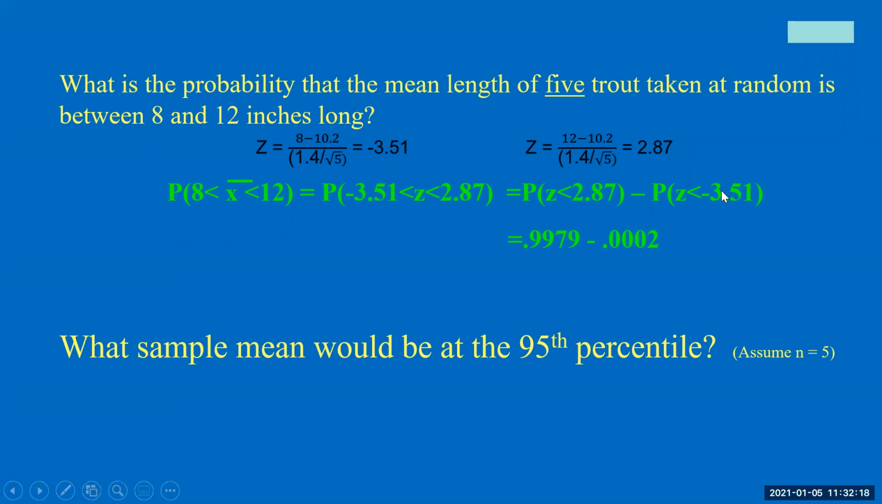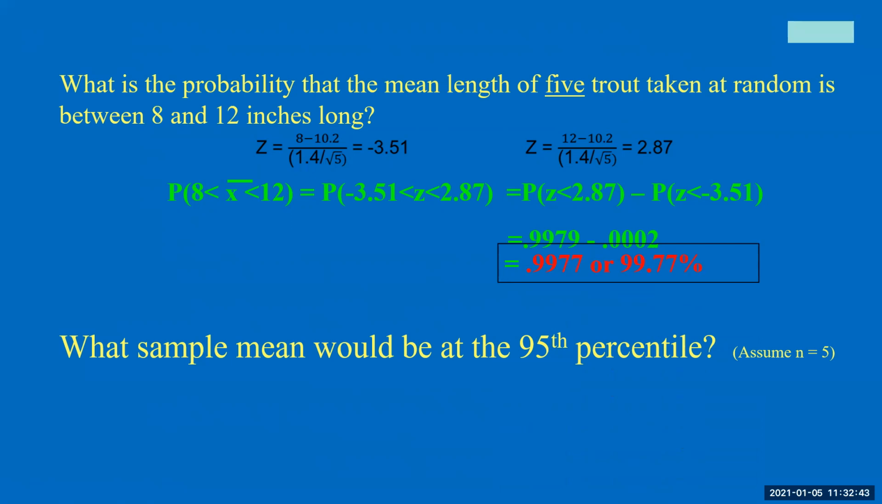And the second one is a little tricky. If you look at your z-table, you notice you don't have a value that exactly fits a negative 3.51. Just take whatever's smallest. Notice the smallest value on the z-table is 0.002. So just take whatever is the smallest negative z-score. And if we crunch the numbers and subtract, we get a probability of 0.9977, or we could say about 99.77%.